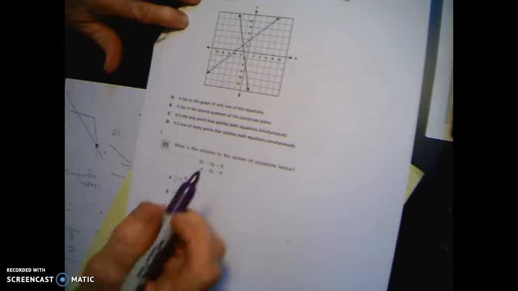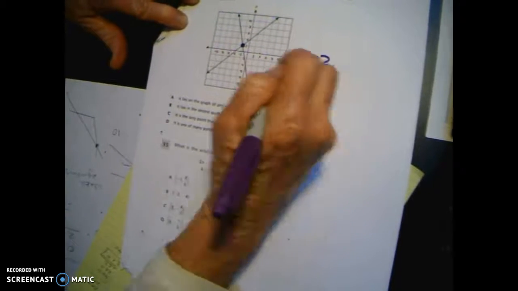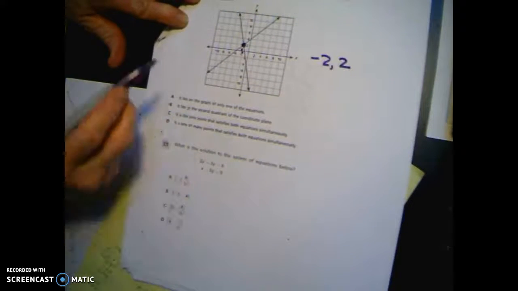Turning the page, again, nothing too bad. And once again, we have another system of equations. It explains why the point, and it actually tells you the name of the solution point. X is -2, and y is +2. So it tells me, okay, that is a system.